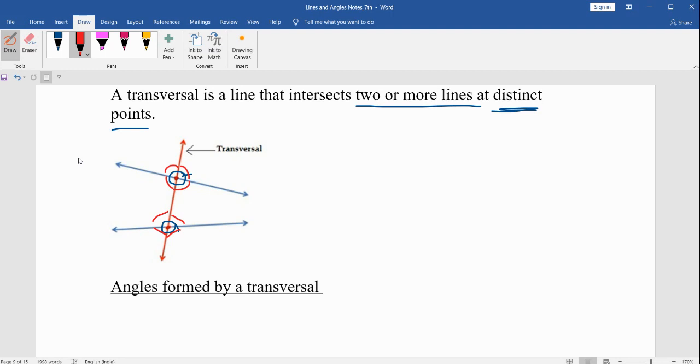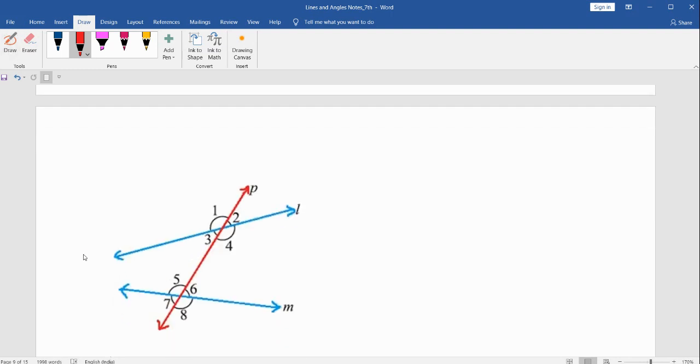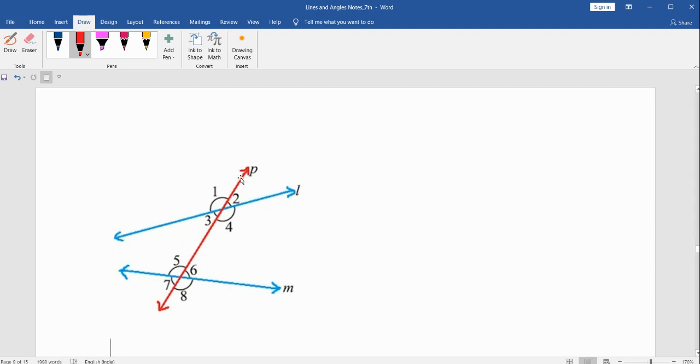So when two lines are there and a third line is intersecting these two lines, then naturally there will be angles formed by a transversal. Now let's talk about these angles formed by this transversal. If you look at this, see, 1, 2, 3, 4, 5, 6, 7, 8.